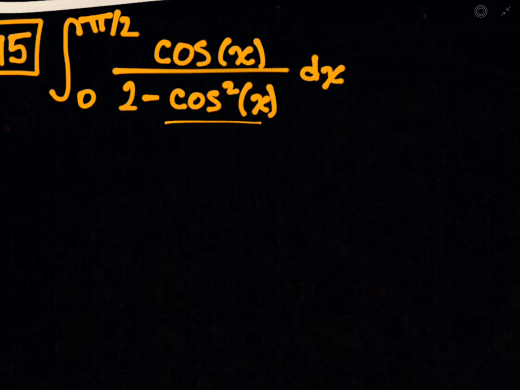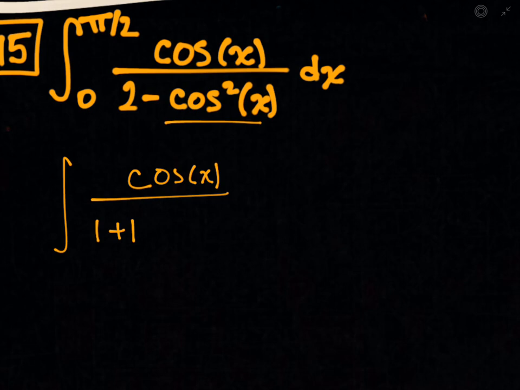And the way I'm going to do that is I'm going to try and use one of my trig identities. But I don't have a trig identity for 2 minus cosine squared x. I only have a trig identity for 1 minus the cosine squared. 1 minus cosine squared is sine squared, of course. So I'm going to go ahead and change the 2 into a 1 plus 1, because 1 plus 1 is 2. We're going to subtract cosine squared x, dx.